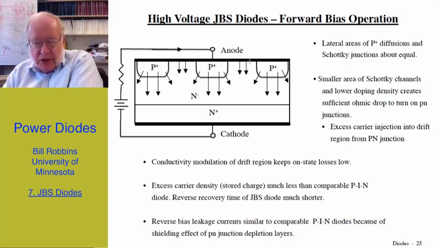As a result, these JBS diodes can function, if they're designed properly, either at very low voltages, or they can be used at fairly high voltages. And so this particular kind of geometry for a diode is probably going to see increased usage as time goes forward.